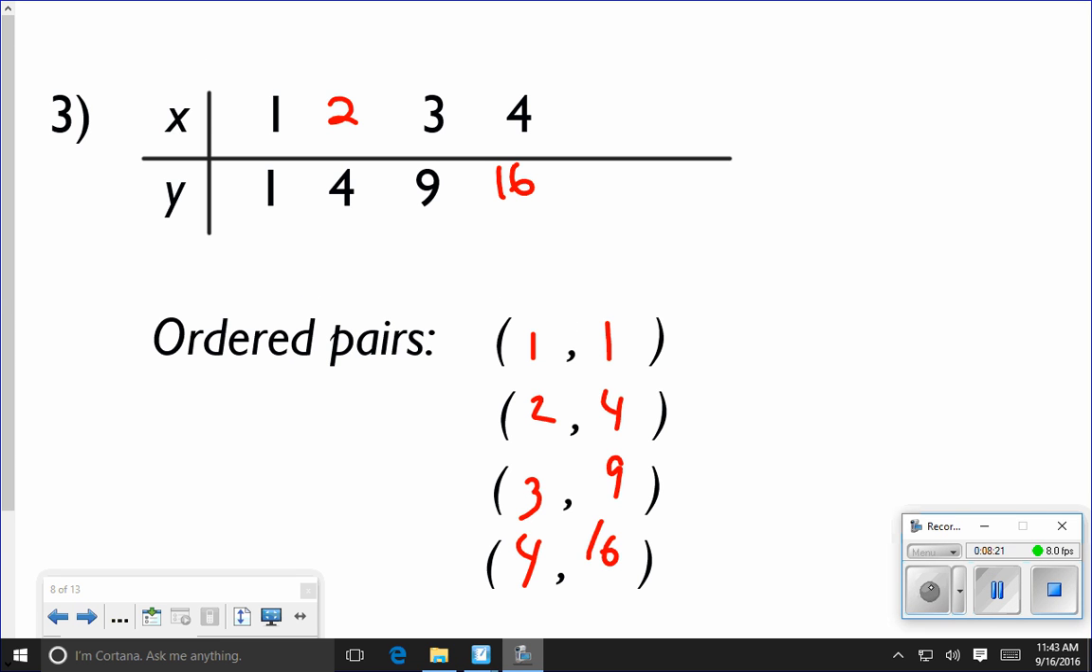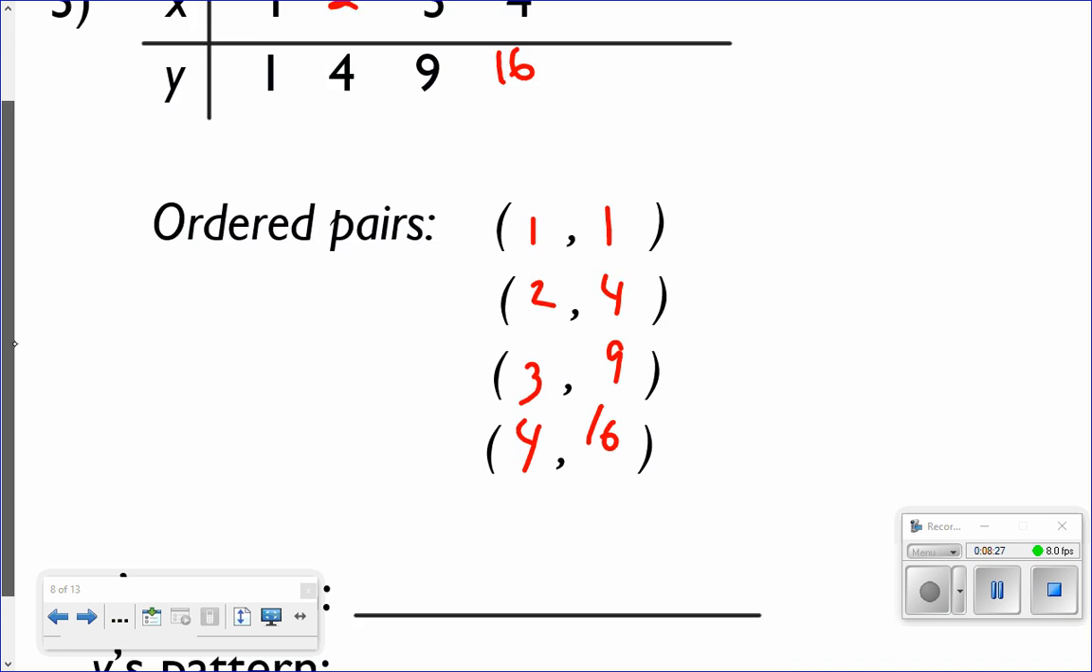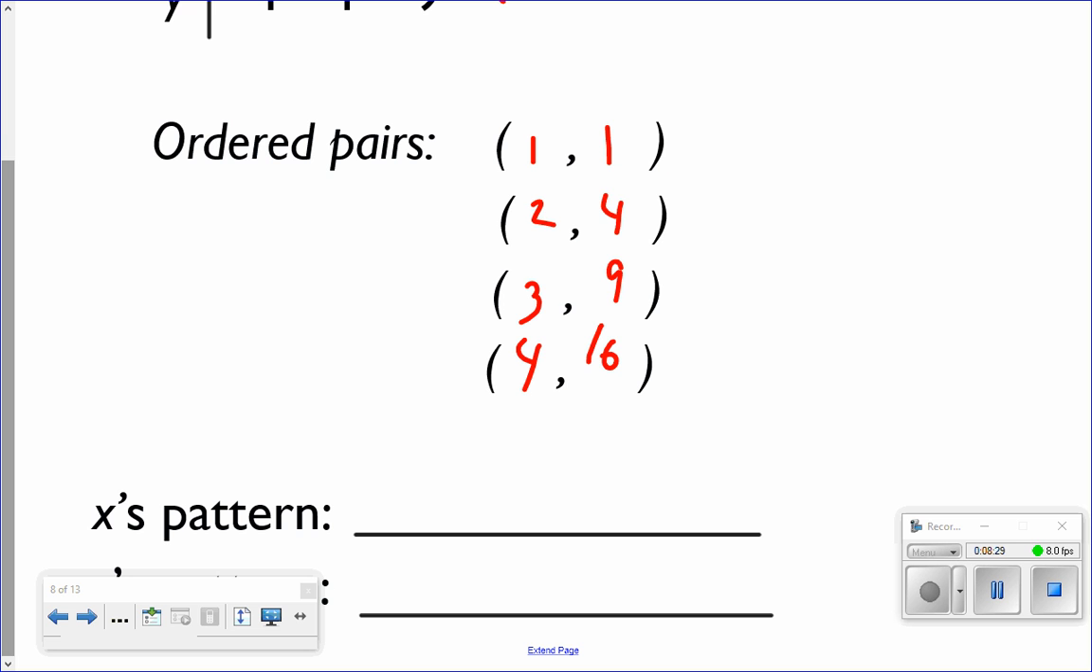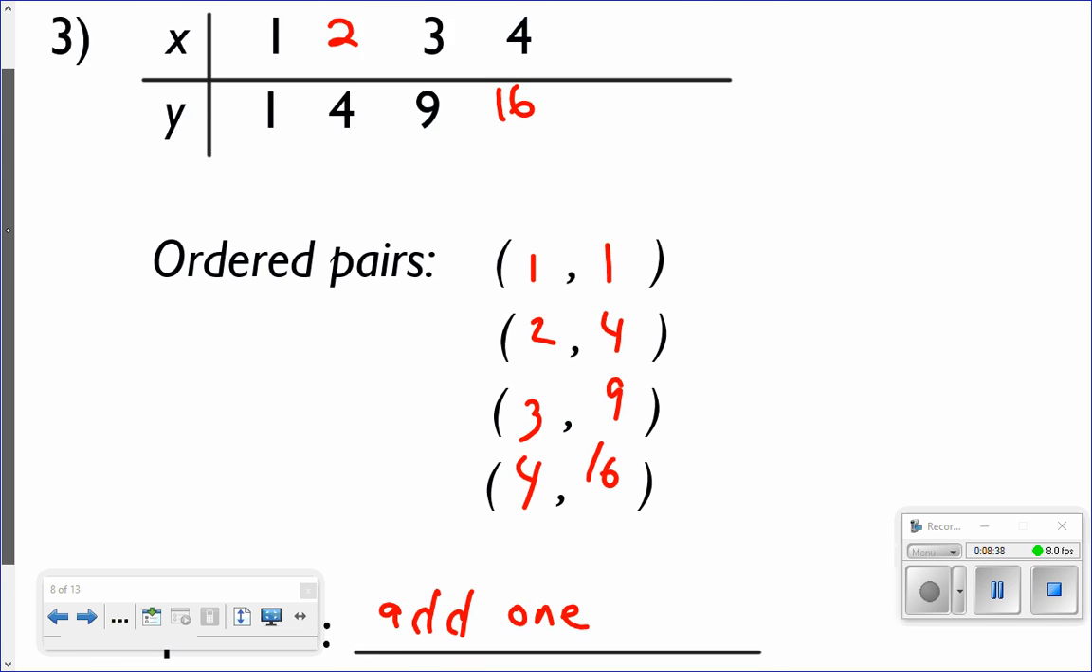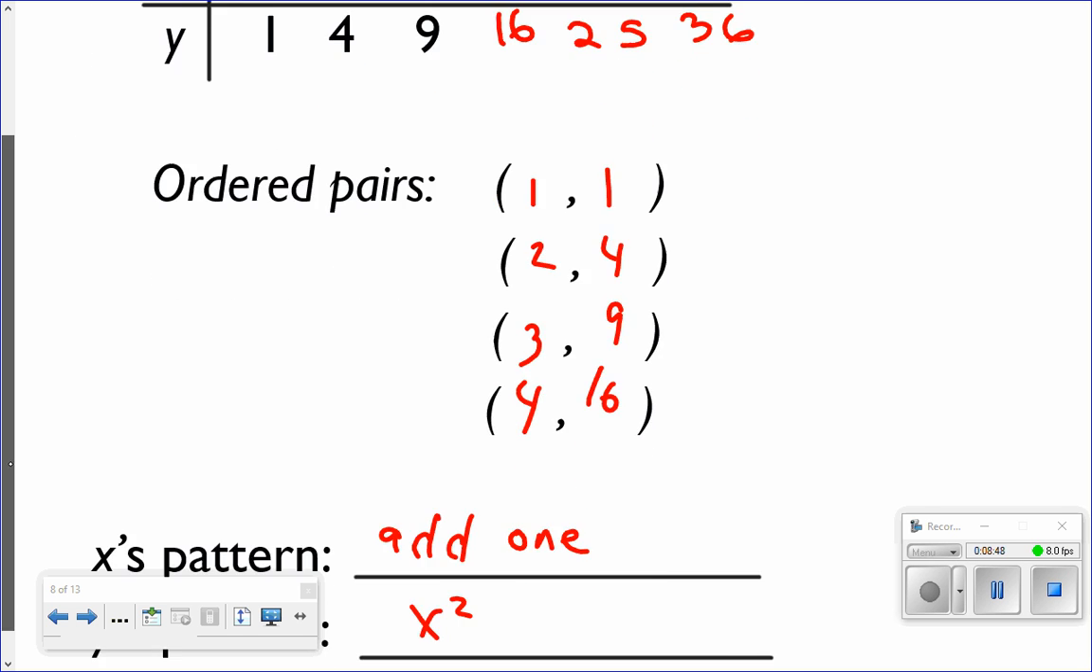You might recognize that the X's were added by 1 and the Y's were squared. So the Y is just the square of the X values. So the X pattern is going to be adding 1. And the Y pattern is the square of X. So whatever X was, I simply just square the number. So if we had to continue this, if X is 5, then Y would be 25. If X is 6, then Y would be 36. We can continue that pattern as far as we'd like.